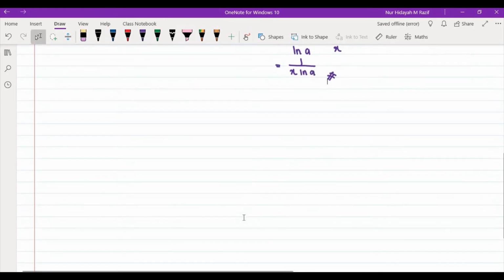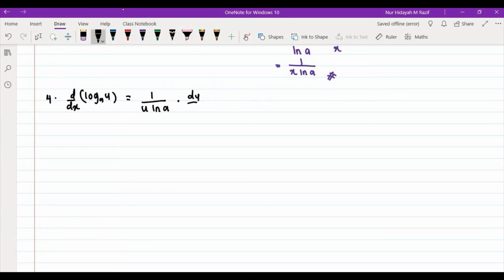Now let's go on to the fourth property. The fourth property says that if you differentiate log of u with base a with respect to x, then what you are going to get is 1 over u multiplied by ln a, and then all of that multiplied by du by dx. And again, this only stands when you have u is equal to f of x. So this condition is quite important.